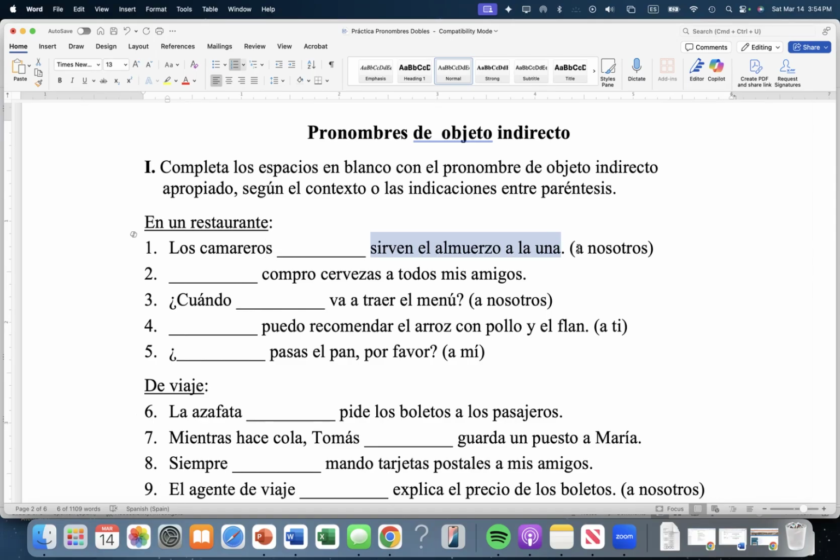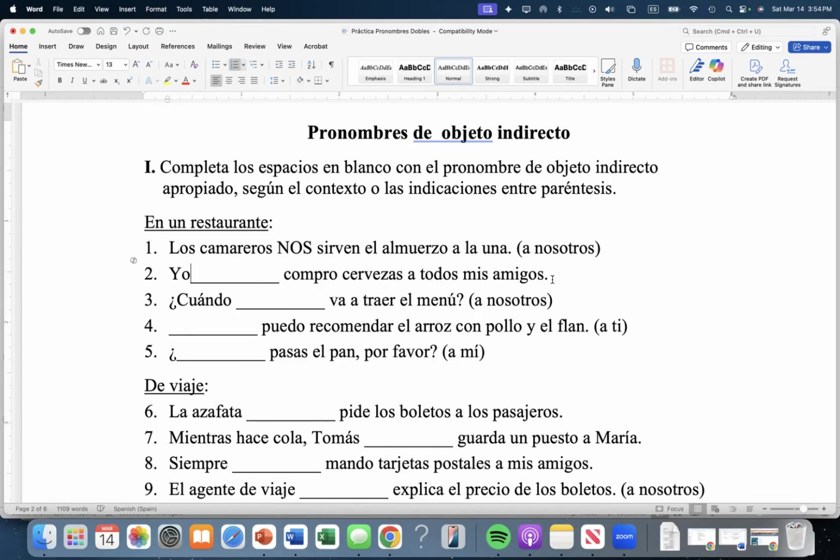See? The servers serve lunch at 1. To whom or for whom? To us. So how do we replace a nosotros? We know that if nosotros is the indirect object, we say, los camareros nos sirven el almuerzo a nosotros. Okay? For number 2, let's do yo. We know it's yo because we have compro, right? We know that yo is your subject.